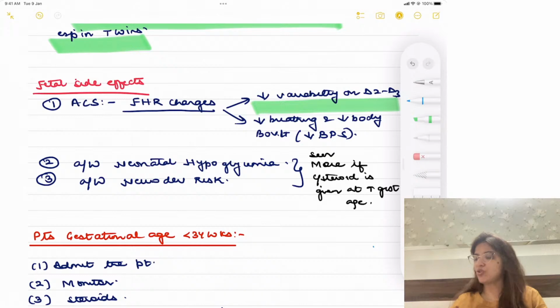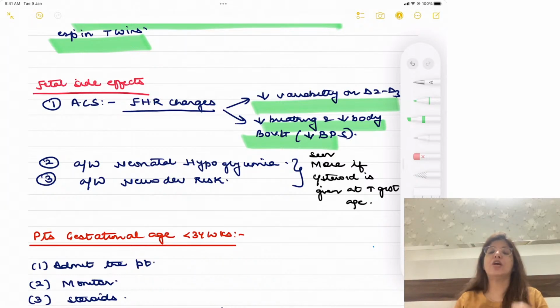Number 2, corticosteroids in the fetus can lead to decreased breathing and decreased body movements. In other words, you may get a lower biophysical score because of corticosteroids, right? So these are all the things you have to keep in mind: when you are giving corticosteroid injection to the mother, you may get decreased beat to beat variability on CTG and NST, or you may get a decreased biophysical score due to corticosteroids, right?